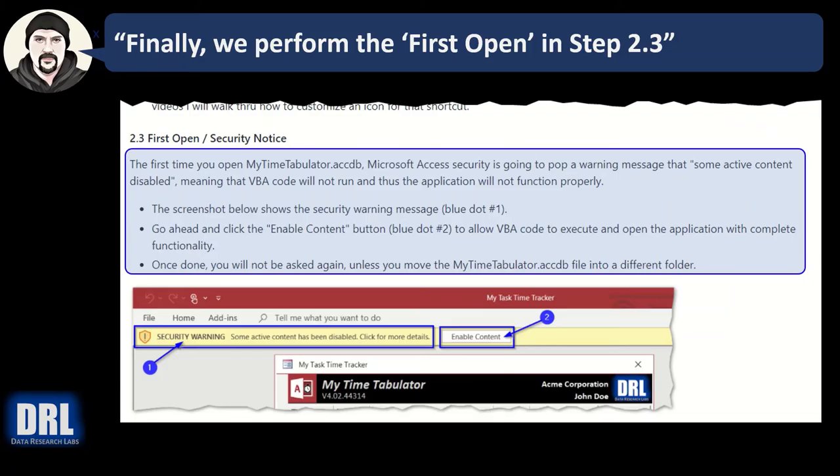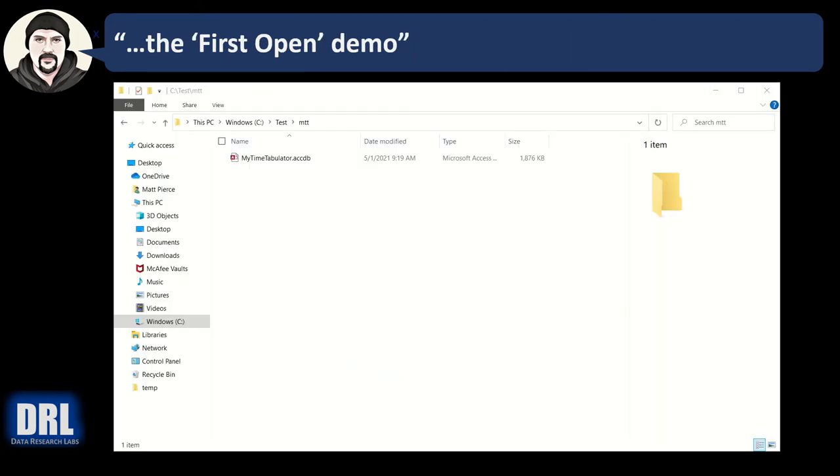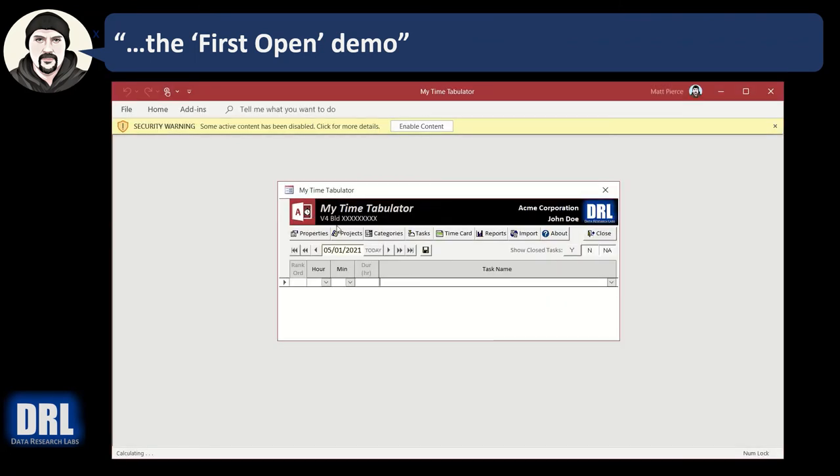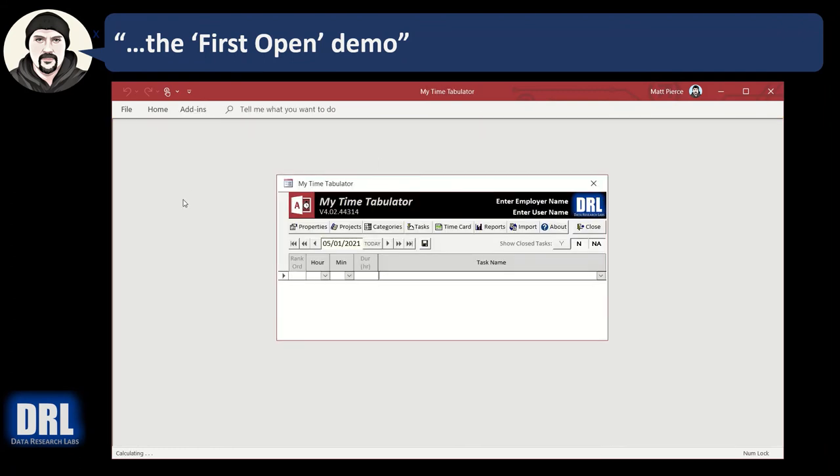And finally, we're going to perform the first open, where we respond to a security prompt to unblock the safety lockout, which is just a fancy way of saying we need to tell Microsoft Access it is okay to run this code that was downloaded off the internet. To do the first open, browse to where the file is located, double click it. Now that it's opened, you will see the security warning prompt up here and an enable content button. Click the button, that's it, you're done. You'll never be asked again.